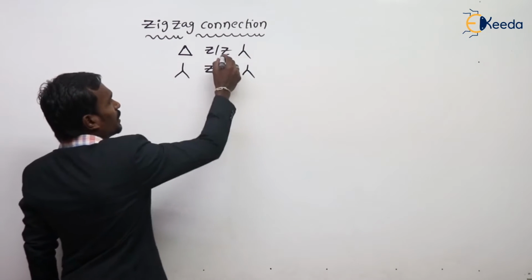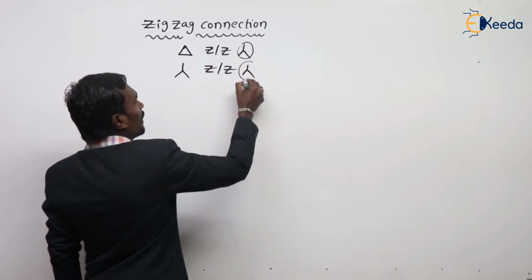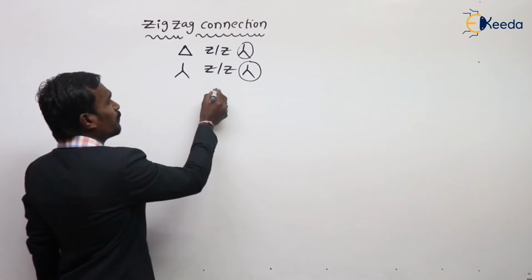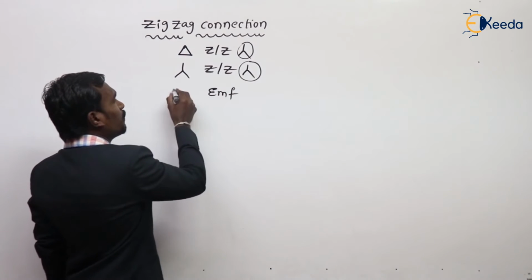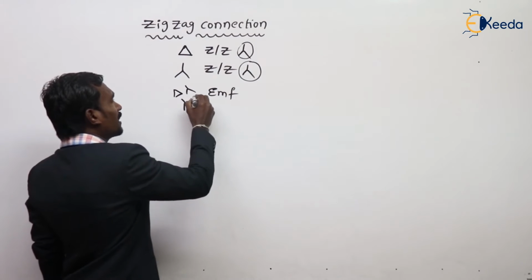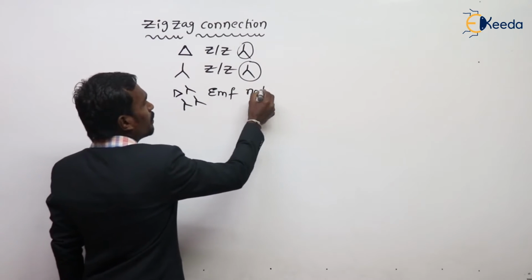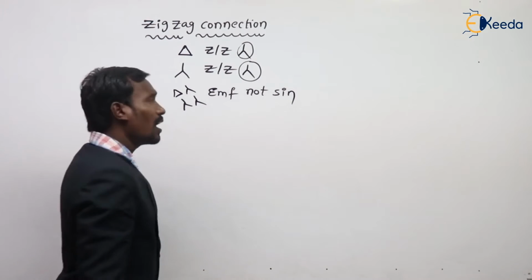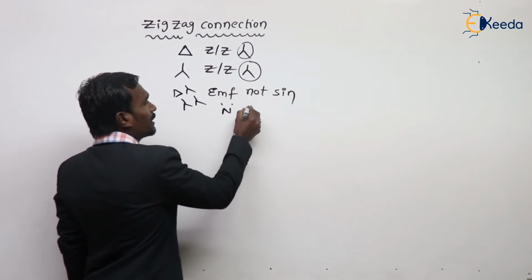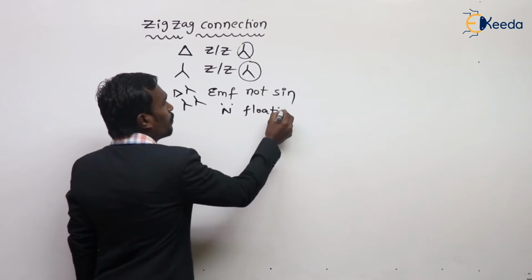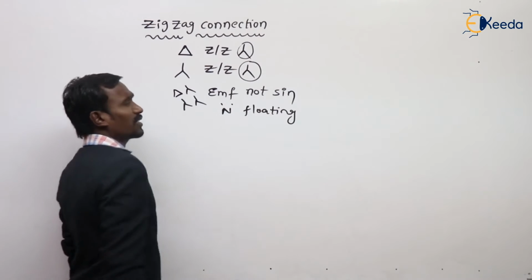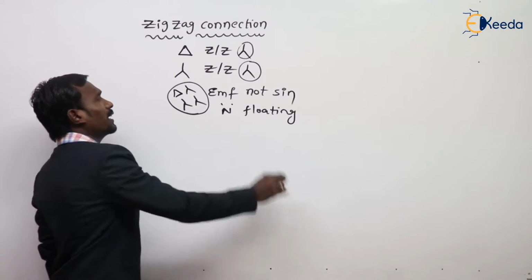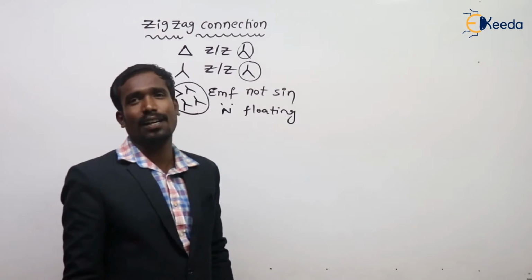Because generally in these two cases we don't have a delta in the secondary, the EMF is not sinusoidal in delta delta and star star. And here the neutral point is floating in star star. These are the disadvantages and difficulties of delta star and star delta.